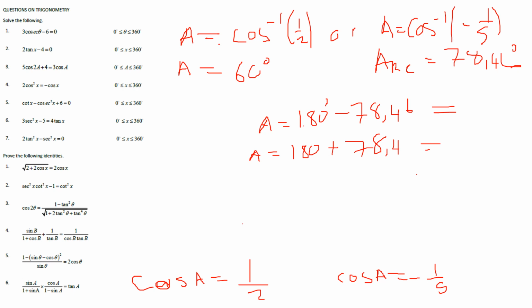When you say 180 minus 78.46, the answer will just be 101.54 degrees. And then when you put plus there, it's going to be 258.46 degrees. Yeah, so that is the values of a that you have.